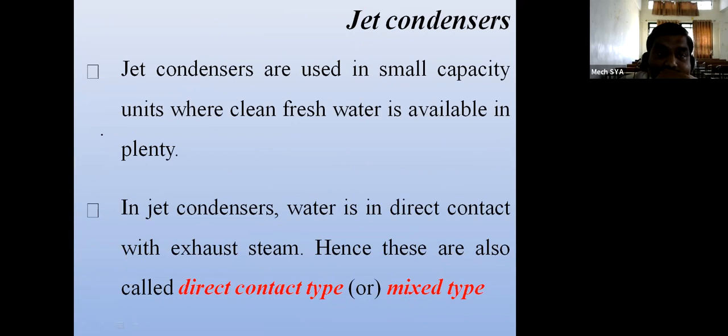So jet condensers are used in small capacity units where clean fresh water is available in plenty amount.